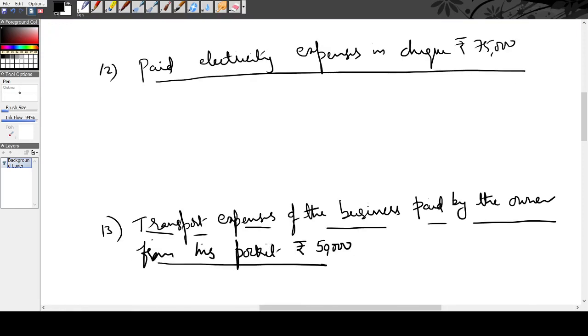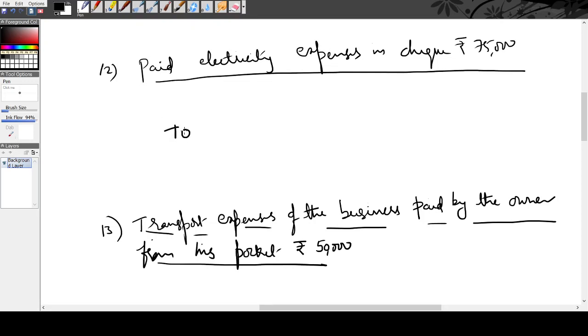Next, paid electricity expenses in check 75,000. So how do you record this entry? We are paying, let us say, the electricity bill. We may use our online methods of payment like NEFT transfer, RTGS, etc., or issue a check. The effect is the same. So how do you record the entry for this?